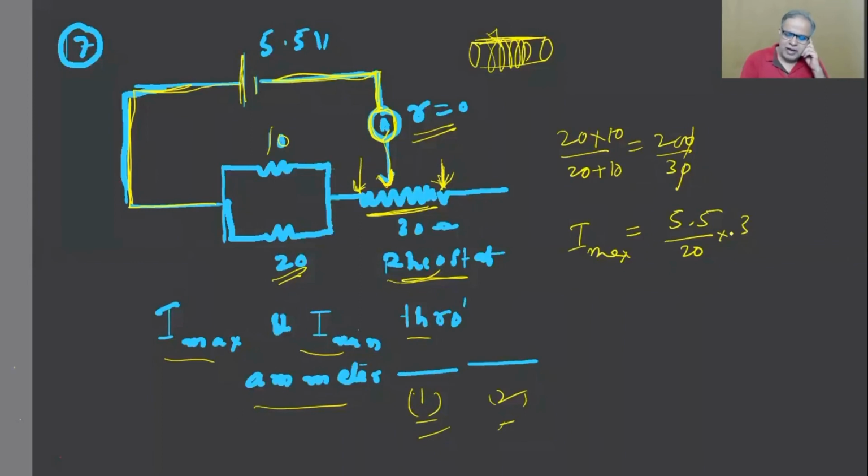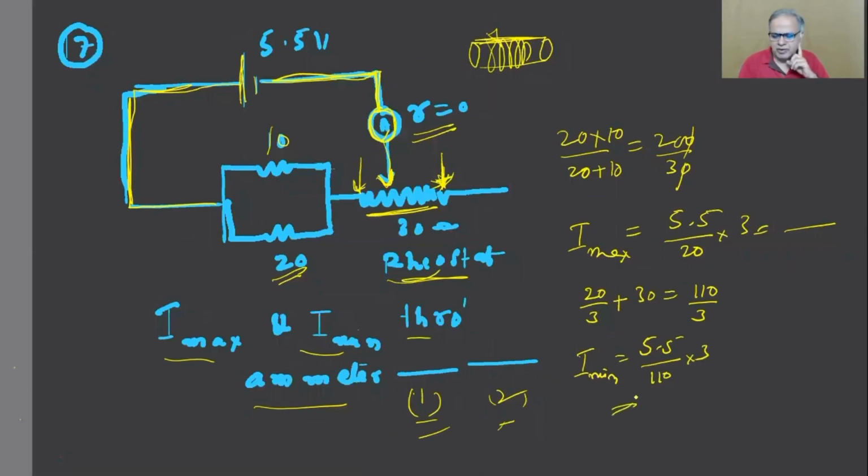Okay. Now for I minimum, what should I do? I put the slider contact here. So in which case this 20 by 3 is in series with 30. So 20 by 3 plus 30 is the equivalent resistance here. How much is this? 110 by 3. Yeah? So now the current I minimum is equal to what? 5.5 divided by 110 by 3. So you can find 0.15.